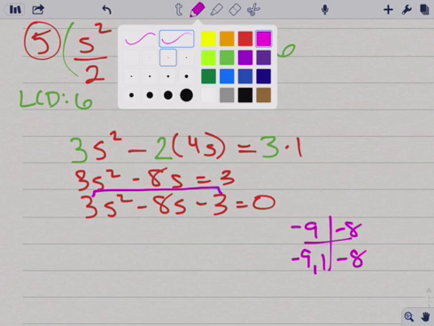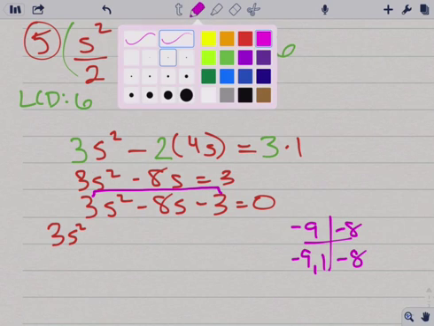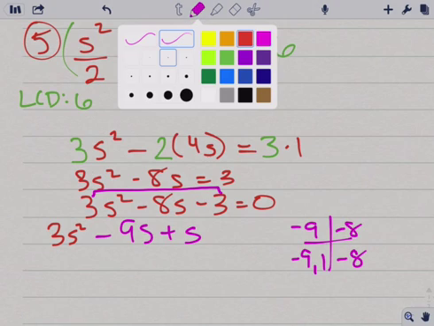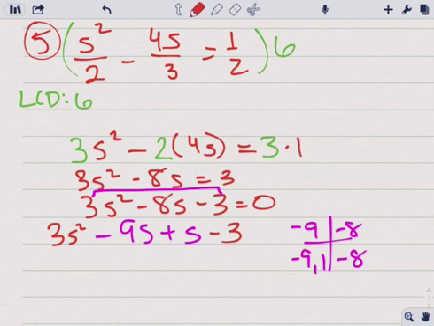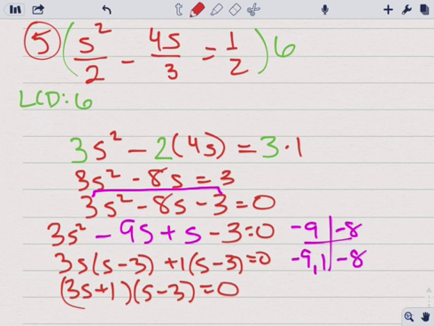Alright, so I break this up. 3s squared, negative 9s plus s minus 3 equals 0. Oh, we got to factor by grouping. So pull out the 3s, and I'm left with s minus 3. Pull out a 1, I'm left with s minus 3 equals 0. So I get 3s plus 1, s minus 3 equals 0.